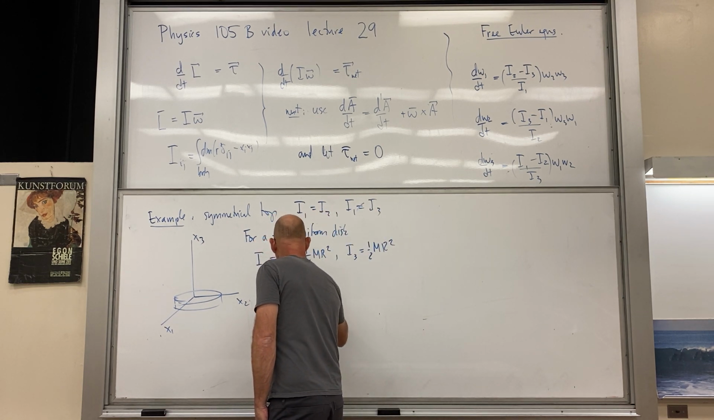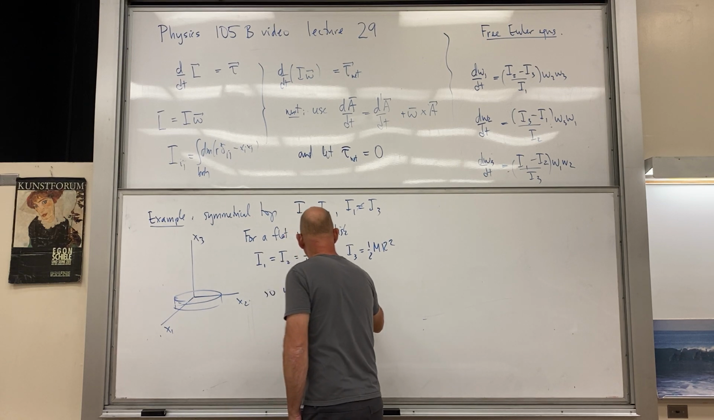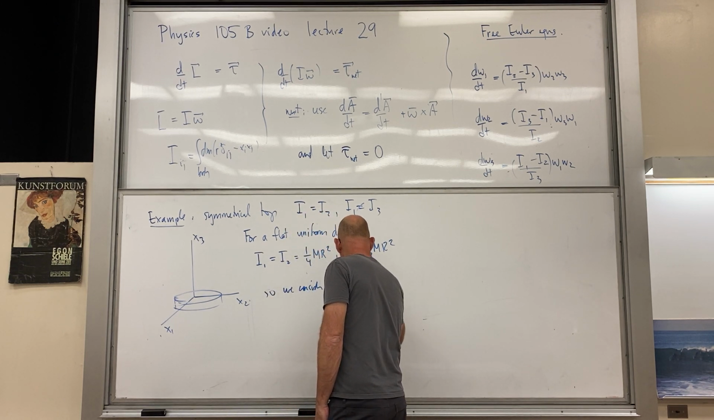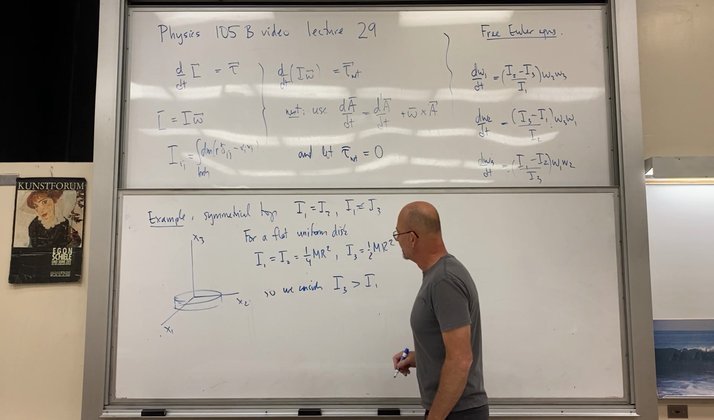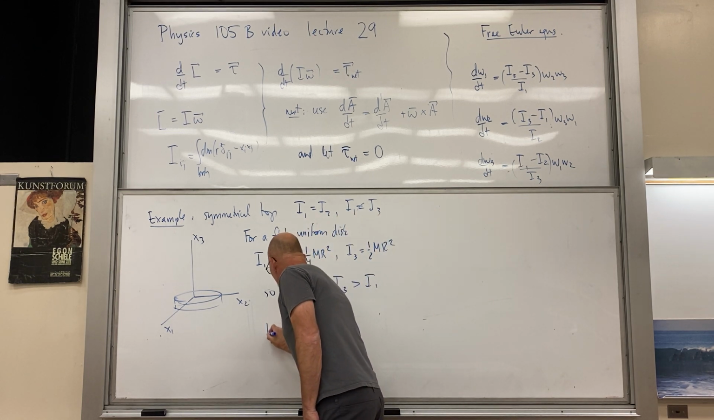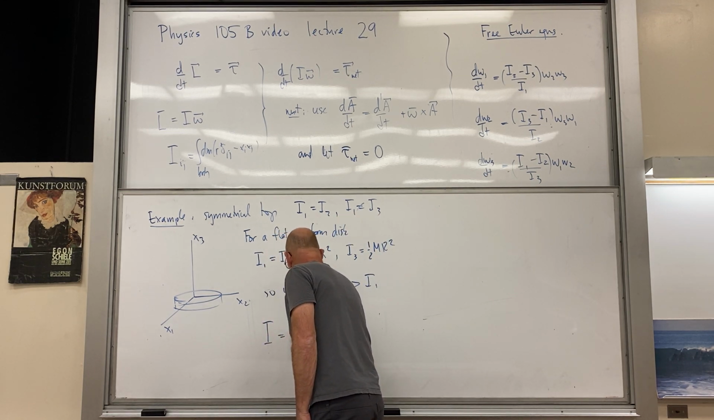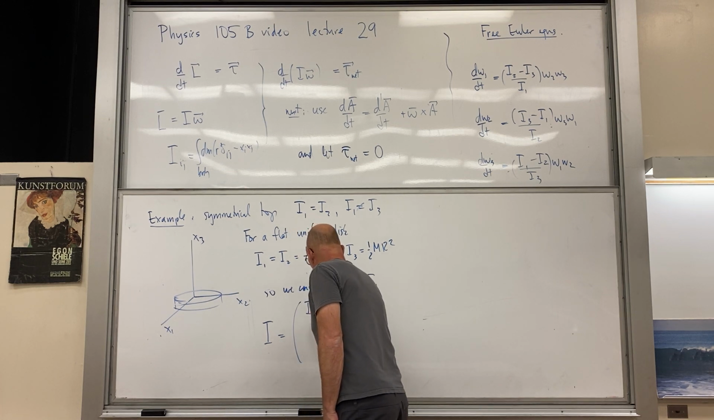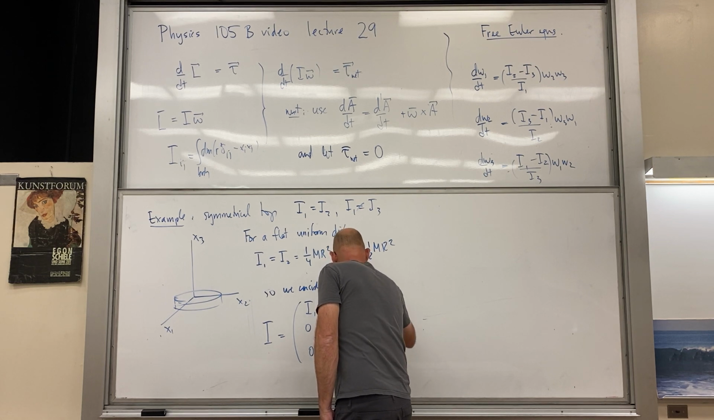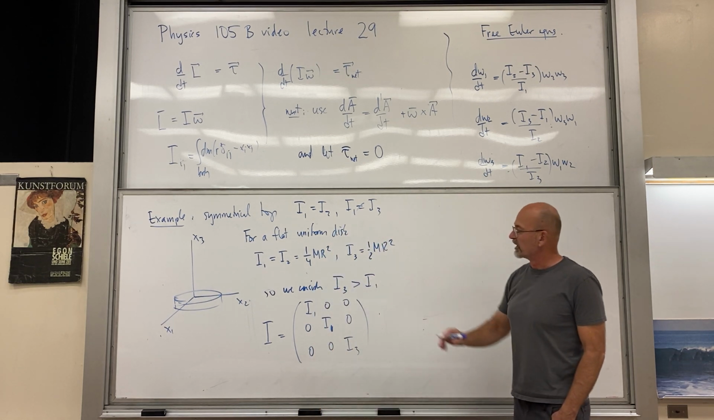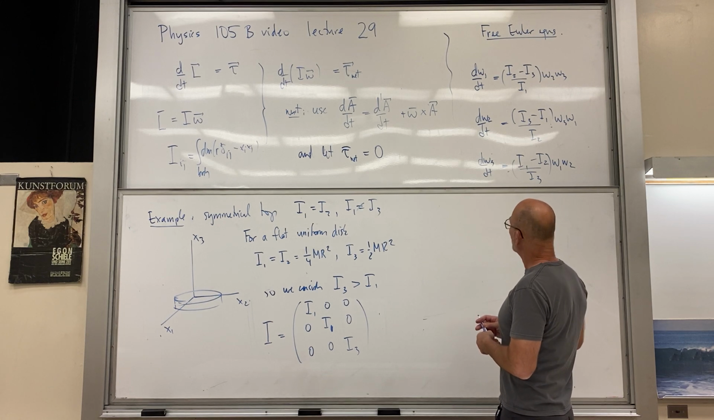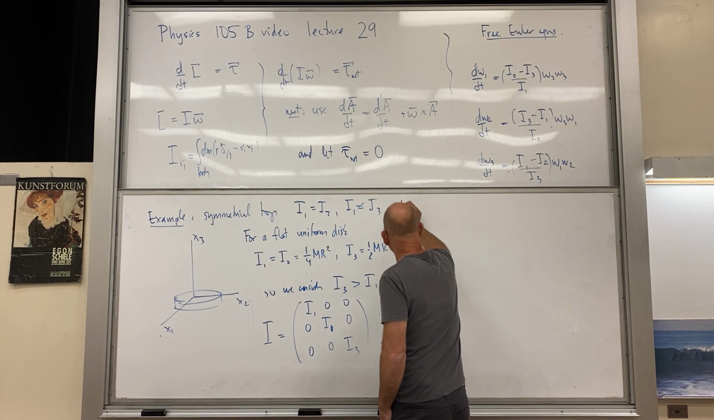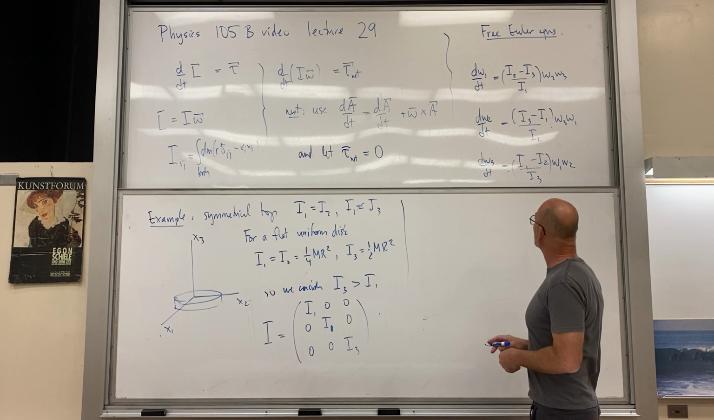So we consider the case where I3 is greater than I1. And now we have something like an inertial tensor. We'll say I1, 0, 0, 0, I1, 0, because I1 equals I2, and 0, 0, I3. And we know that that one's bigger. Okay, so what does that give us for our Euler equation? It's nothing different than we had last time.